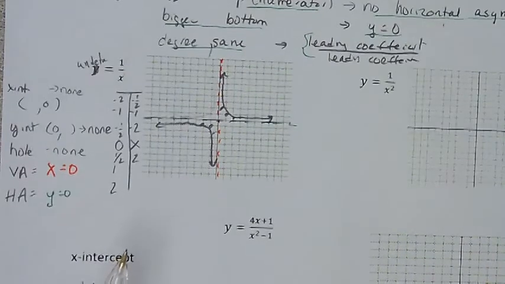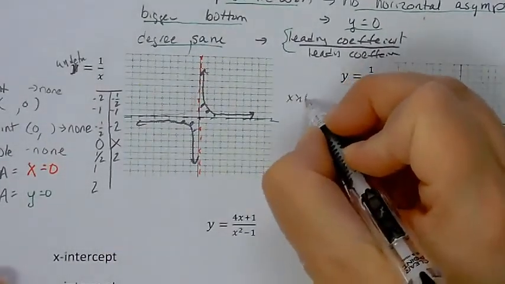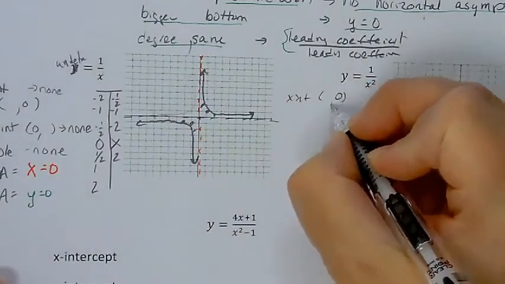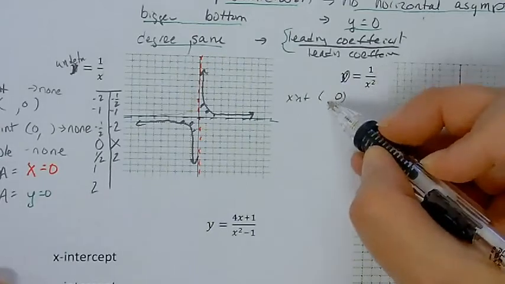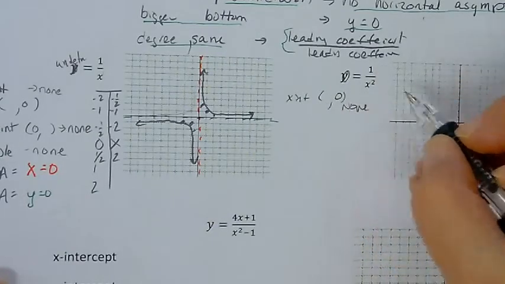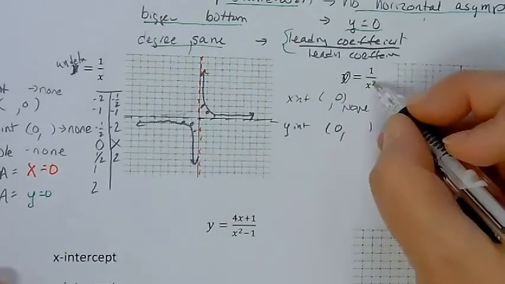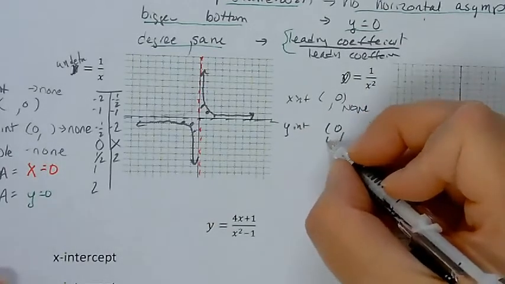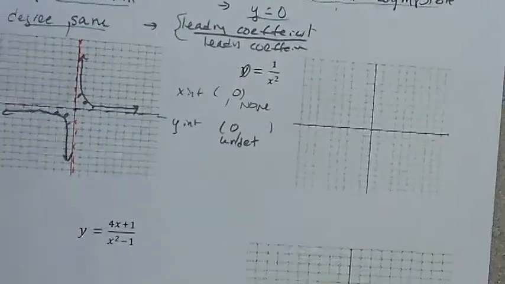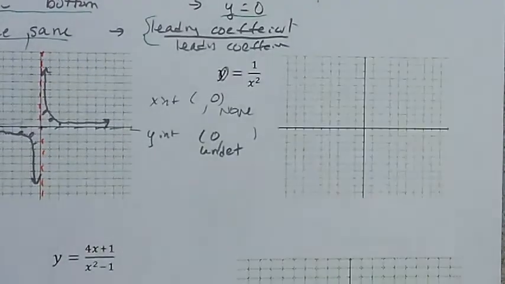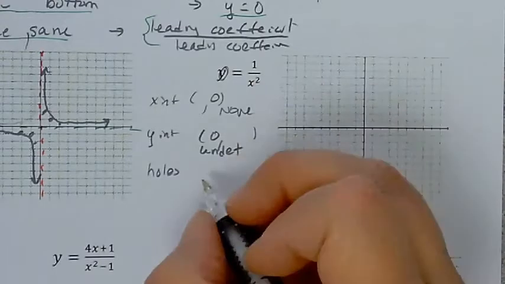Let's do the other one that's a parent function. So x-intercept is going to be where I put 0 for y. So what would make this equal to 0 is if the top was 0, so this one has none. Y-intercept is when I put 0 for x, and 1 divided by 0 is undefined, so we don't have a y-intercept. Okay, let's think about the holes. And this one, again, doesn't have any common factors, so there are none.